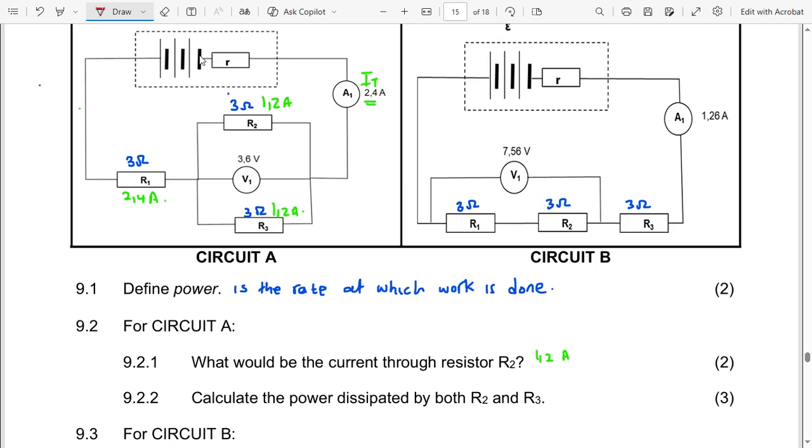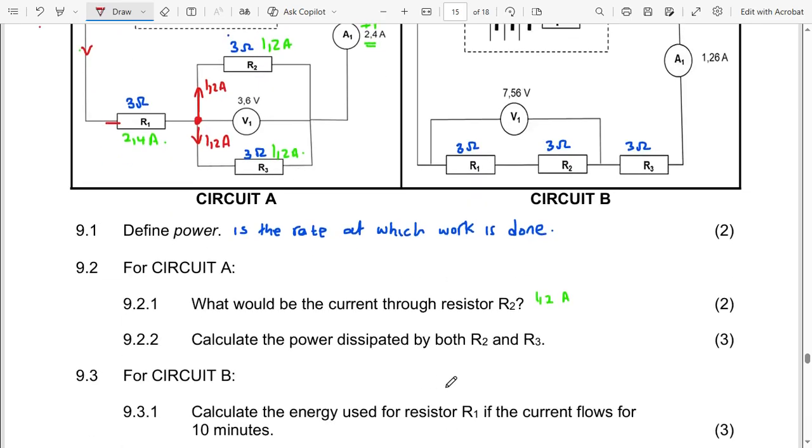Now remember that the current moves from the positive terminal. You just have to check between this one and that one: which one is the bigger one? The bigger one is positive, the smaller one is negative. So the current moves in that direction. When the current gets to that point, it will divide. Then 1.2 will go that side, and 1.2 will go this side. In some of my upcoming lessons, I'll explain how the currents divide if the resistors are different. But in this lesson, I just want us to focus on what we are given, because if I give you too much information, you'll be confused about what we are currently working on.